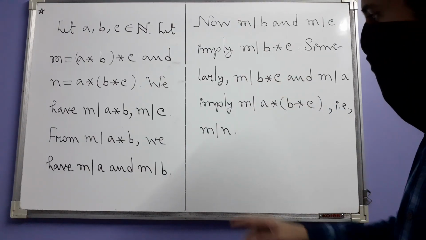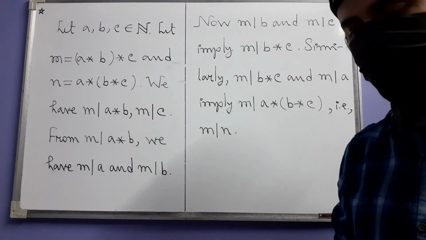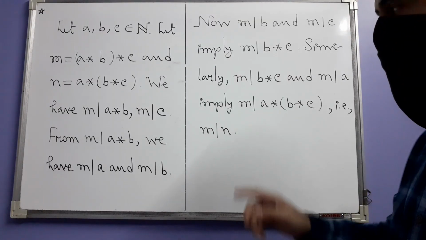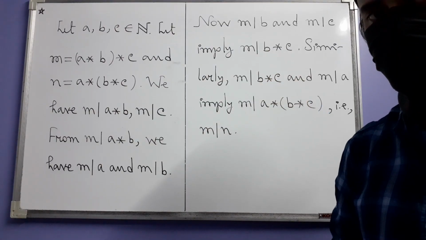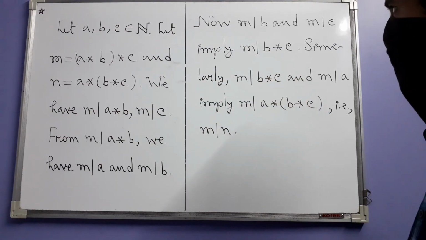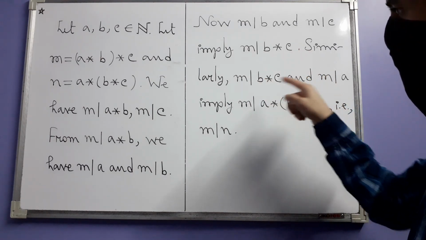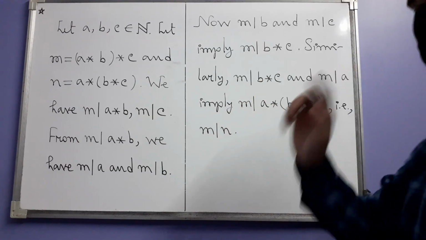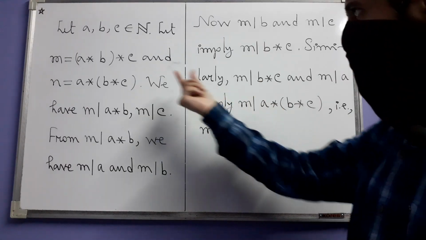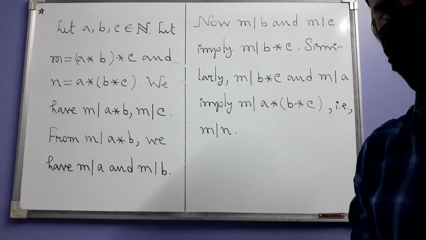That is because, what do these things mean? They mean that m is a common divisor of b and c. So m then has to divide their greatest common divisor. It's a property of GCDs. And then similarly, m dividing b star c and m dividing a imply that m divides a star (b star c), which however is n. So we have found that m divides n.